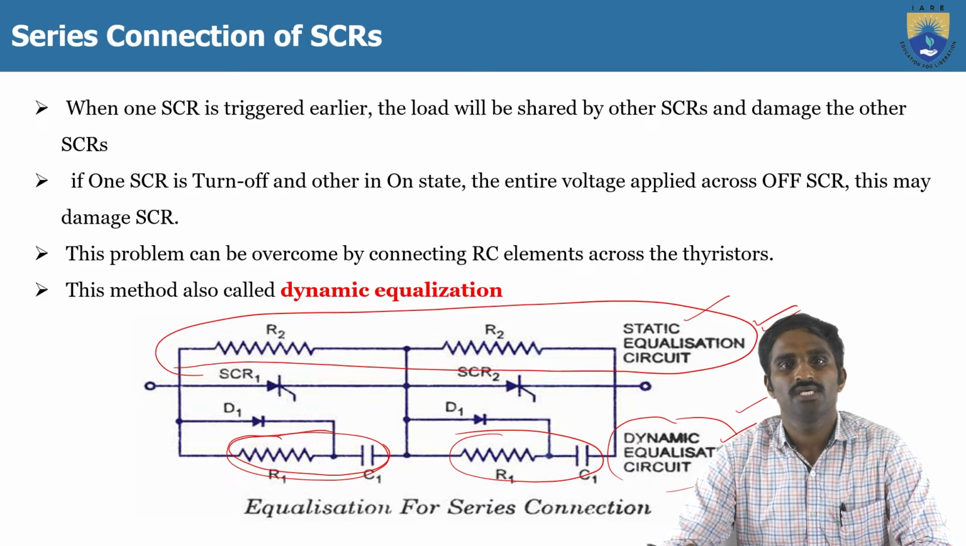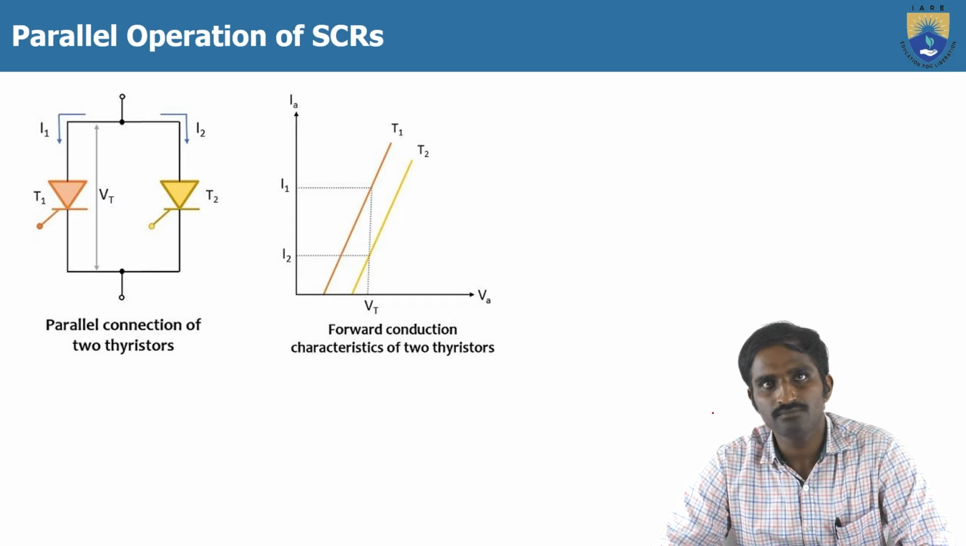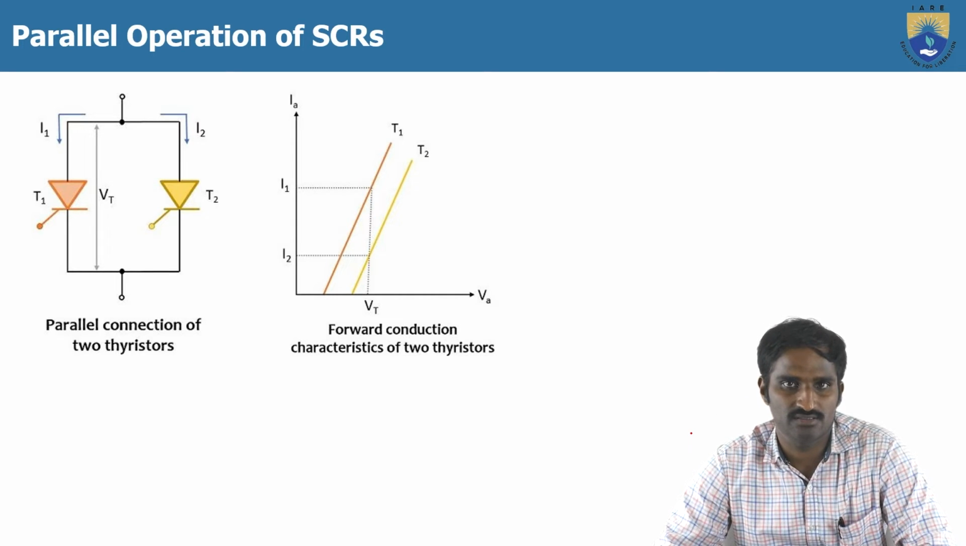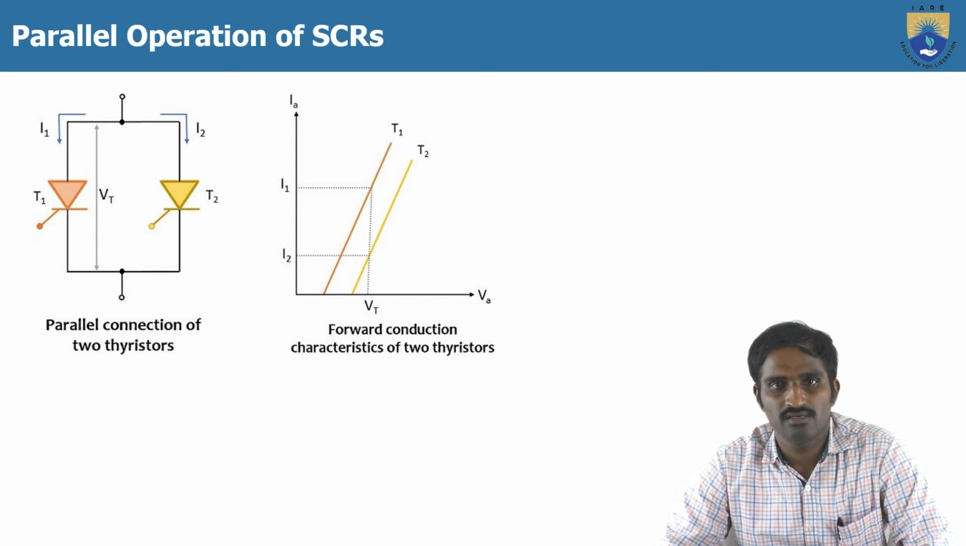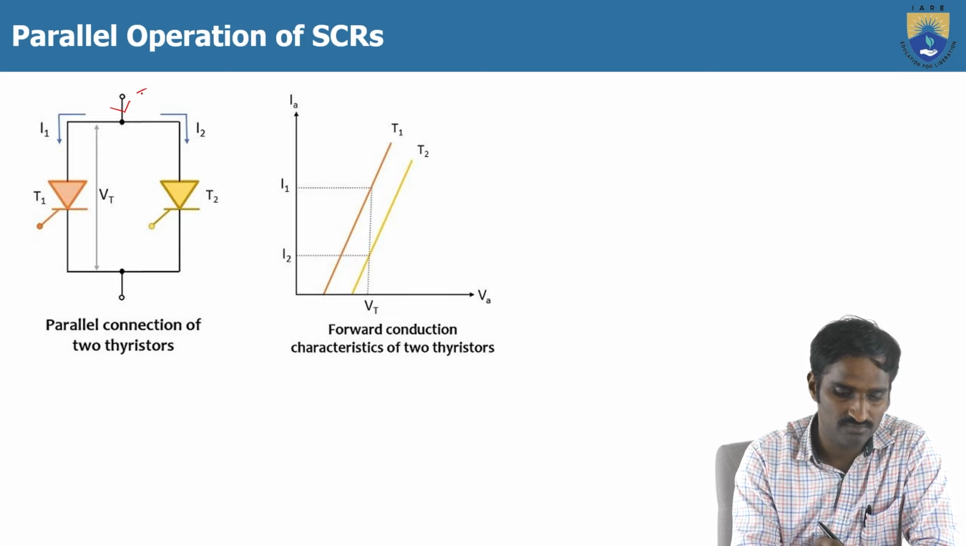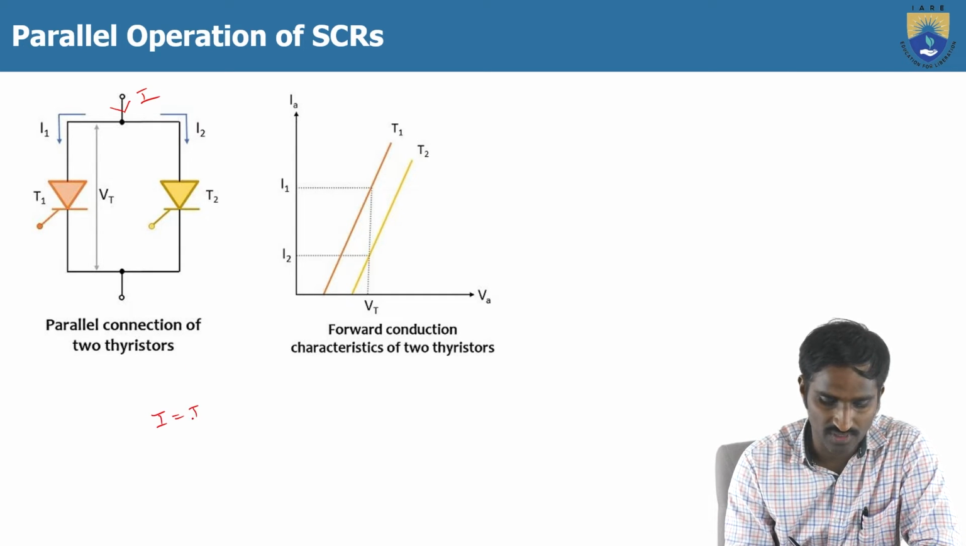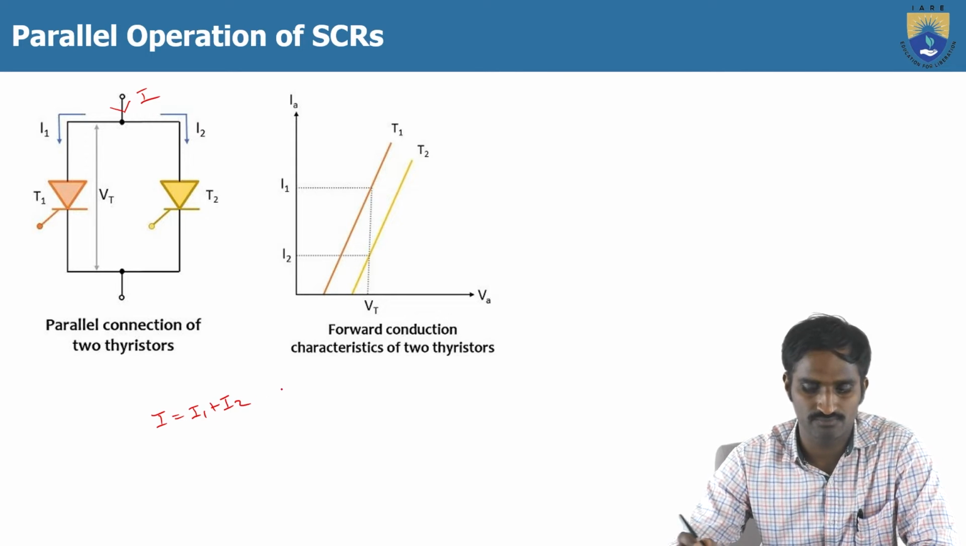This is about the series connection of the SCR. Then we go for the parallel connection of the SCR, where the current rating demand is high. In those cases, we connect n number of thyristors in parallel to achieve high current. Let me consider the string current is I. Then I is equal to I1 plus I2.